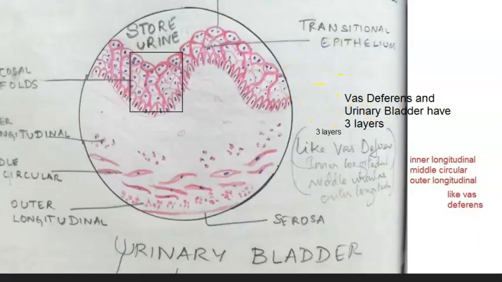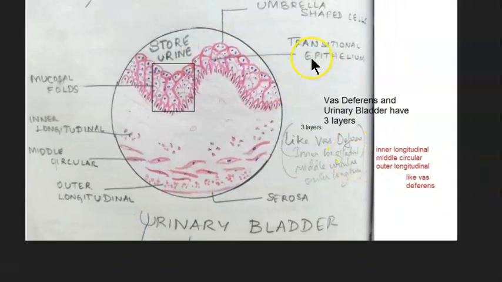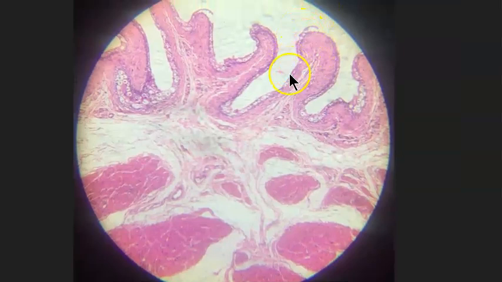Main way you recognize this is the transitional epithelium. Okay. Umbrella shaped cells. I don't see any umbrella shaped cells. But anyways, this is urinary bladder. Moving on.